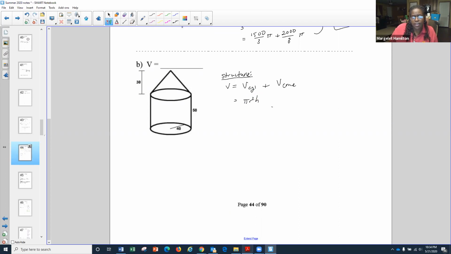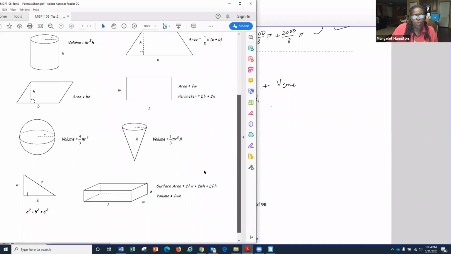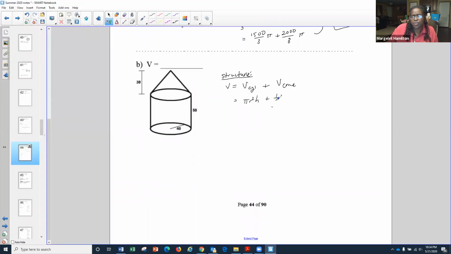And then the volume of a cone was 1/3 pi r squared h. So plus 1/3 pi r squared h. So now we have our formulas. Now we need to check to see if we have all the pieces.